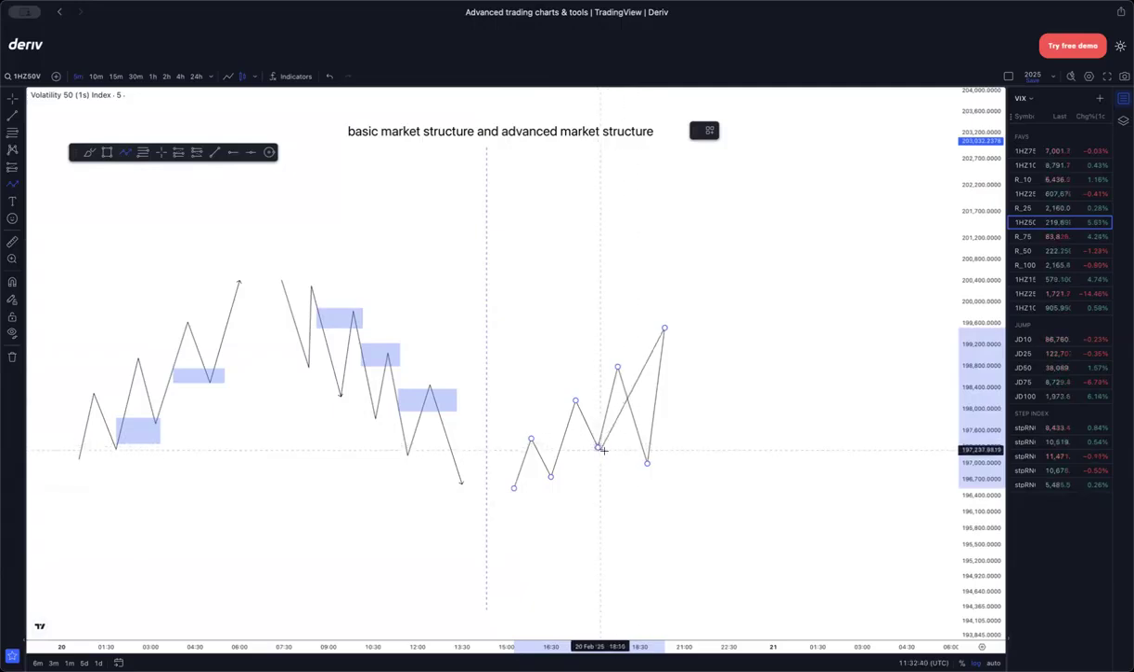Market sweeping out this low here, and this push to the upside. Then you have a 50% retracement to the downside, creating your structural liquidity around here. Then we have another push to the upside, giving you another break of structure at this point.